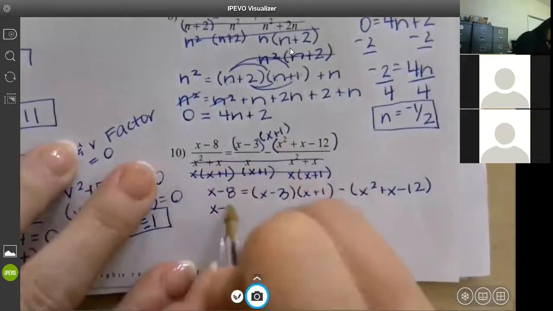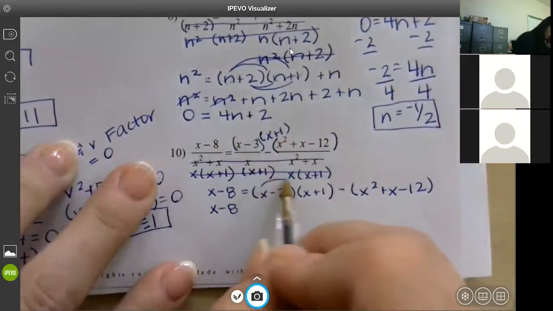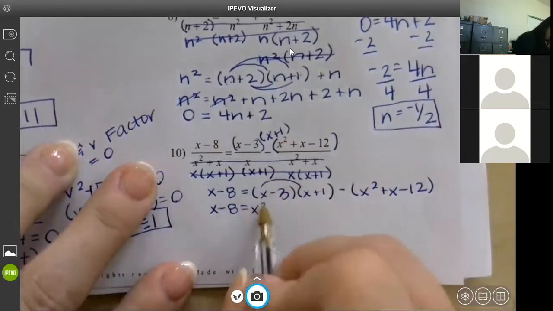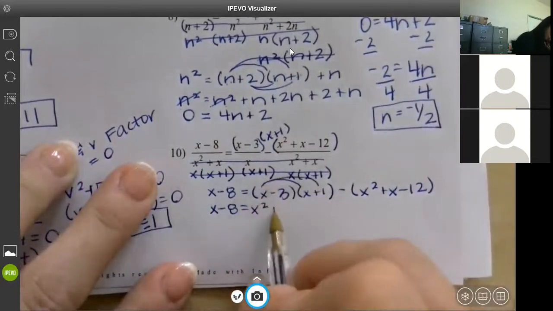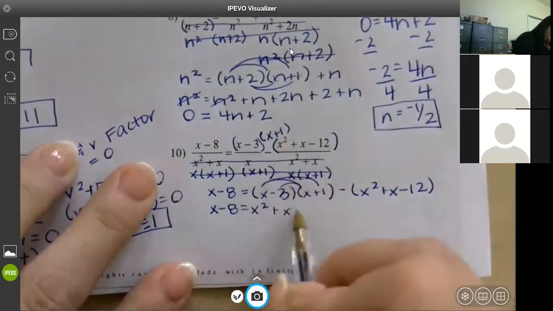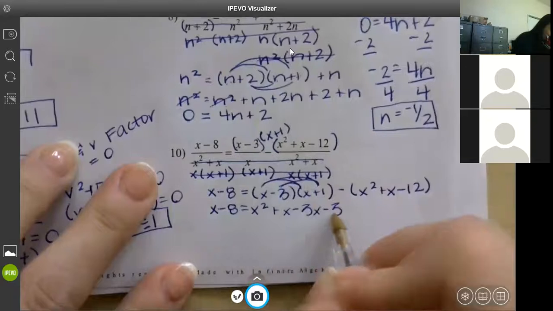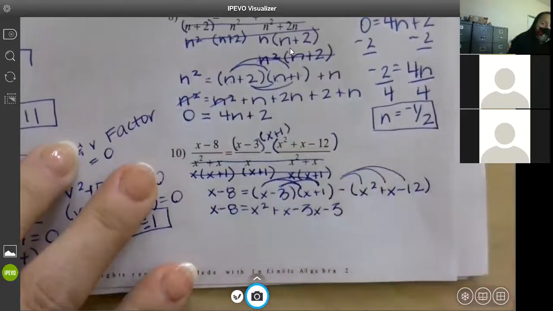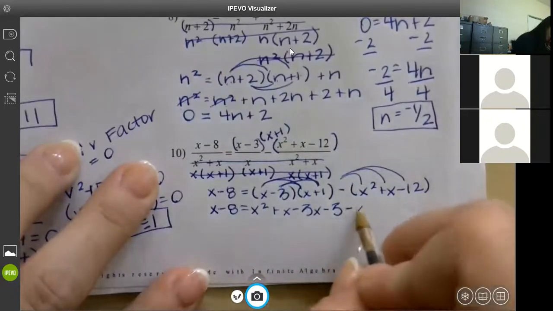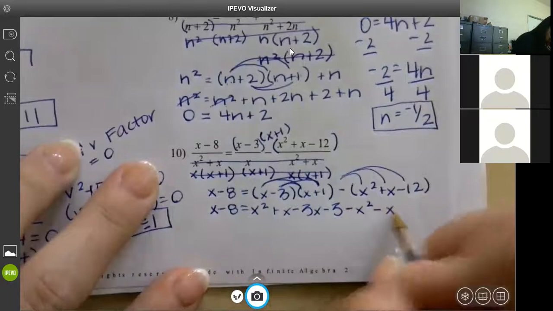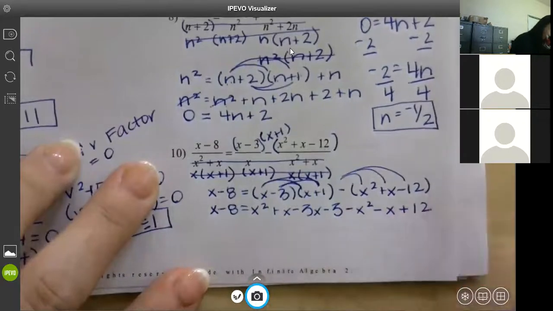So now we're going to clean it up a little bit. This is double distribution. X times x is x squared. X times 1 is x. Negative 3 times x is negative 3x. Negative 3 times 1 is negative 3. Distribute your negative. So negative x squared, negative x, positive 12.